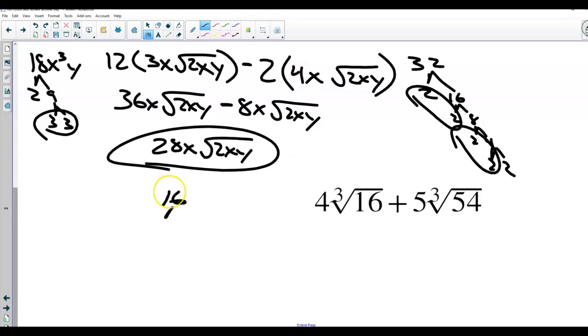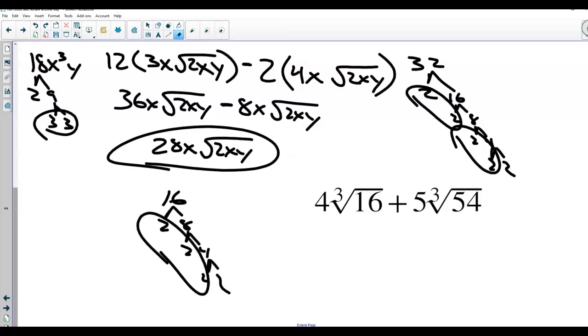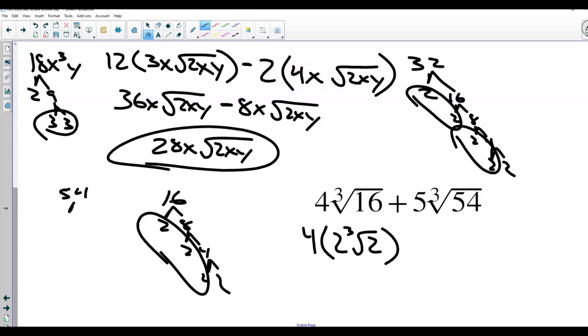I'm going to put the 16, 2 and 8, 2 and 4, 2 and 2. This translates to 4 times 2 cube root 2. 54, 2 and 27, 3 and 9, 3 and 3. 3 cube root 2.